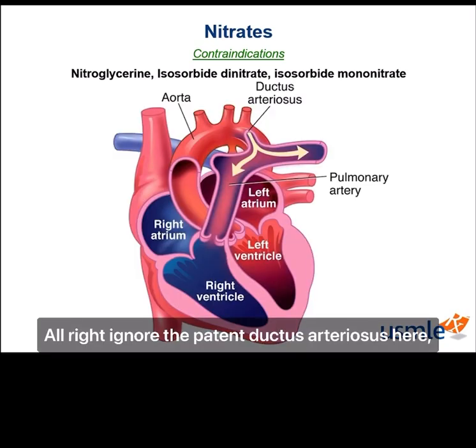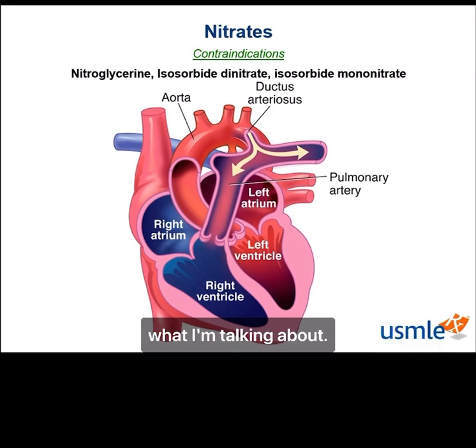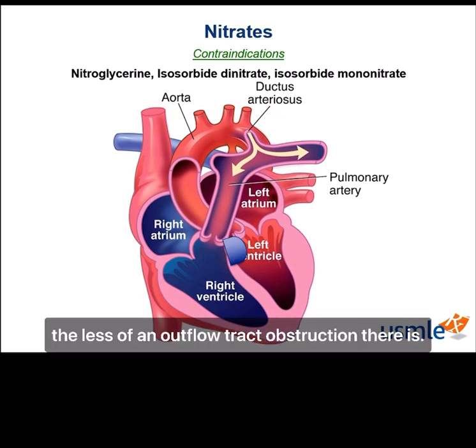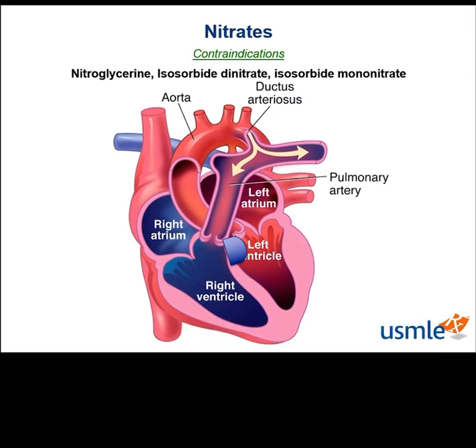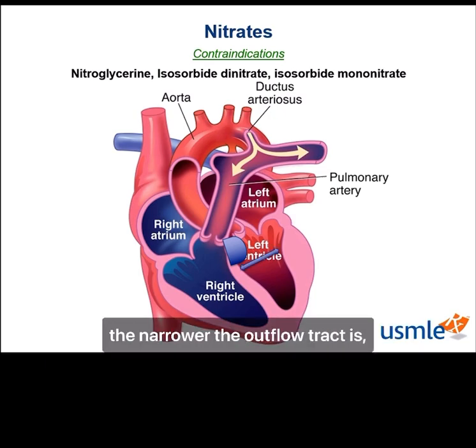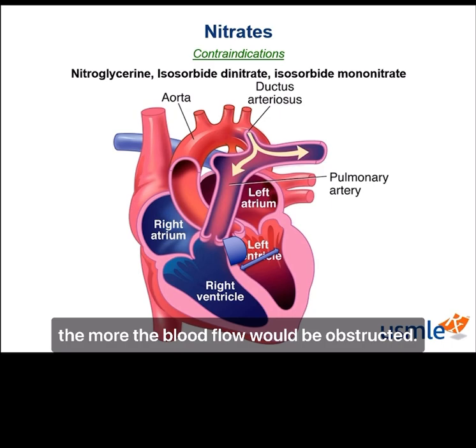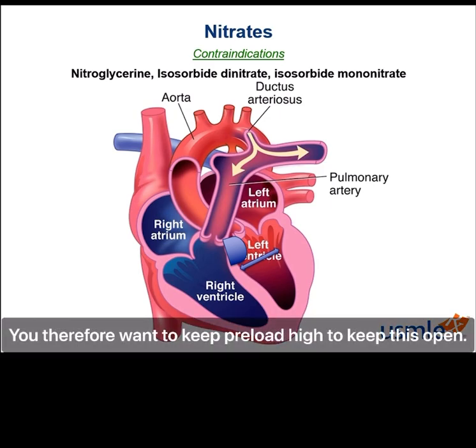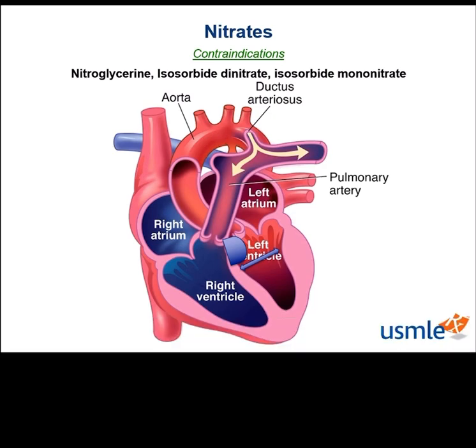Alright, ignore the patent ductus arteriosus here. This is just an especially good image to illustrate what I'm talking about. So in HOCM, the more plump the ventricle is, the less of an outflow tract obstruction there is. As you can imagine here, the narrower the outflow tract is, the more the blood flow would be obstructed. You therefore want to keep preload high to keep this open.